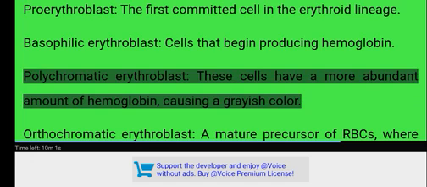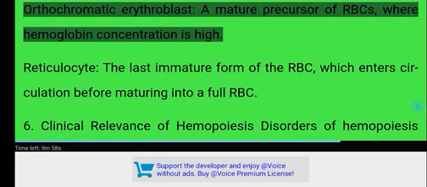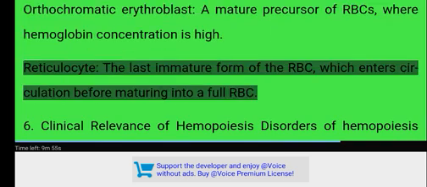Polychromatic erythroblast, these cells have a more abundant amount of hemoglobin, causing a grayish color. Orthochromatic erythroblast, a mature precursor of RBCs, where hemoglobin concentration is high. Reticulocyte, the last immature form of the RBC, which enters circulation before maturing into a full RBC.